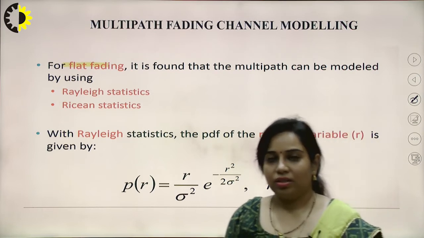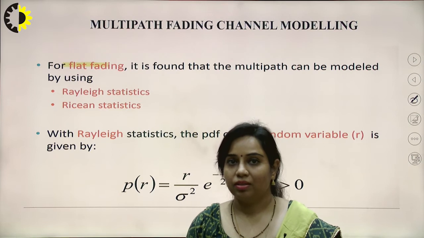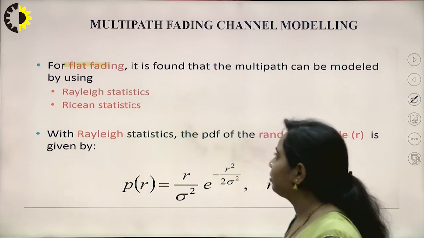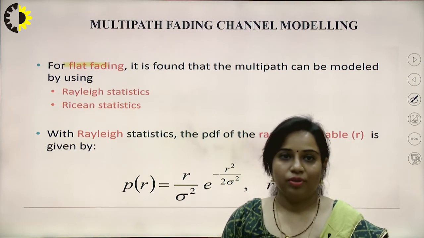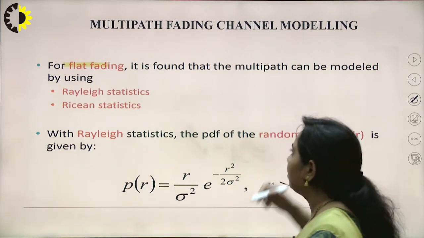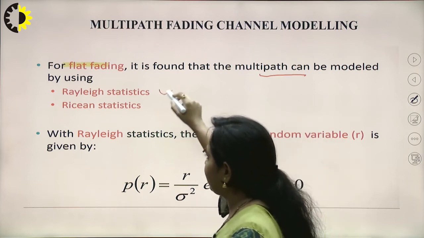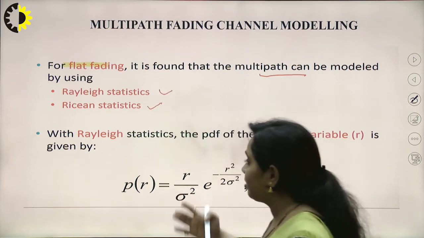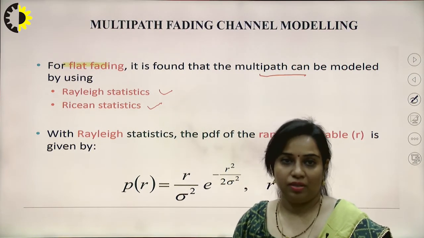Since we are discussing this wireless channel model, and due to multipath the signal strength is going to reduce, that's why it is also known as fading. Fading is another concept. So for the flat fading, it is found that the multipath can be modeled by using Rayleigh statistics or Rician statistics. These are the two different probability density functions that we consider.